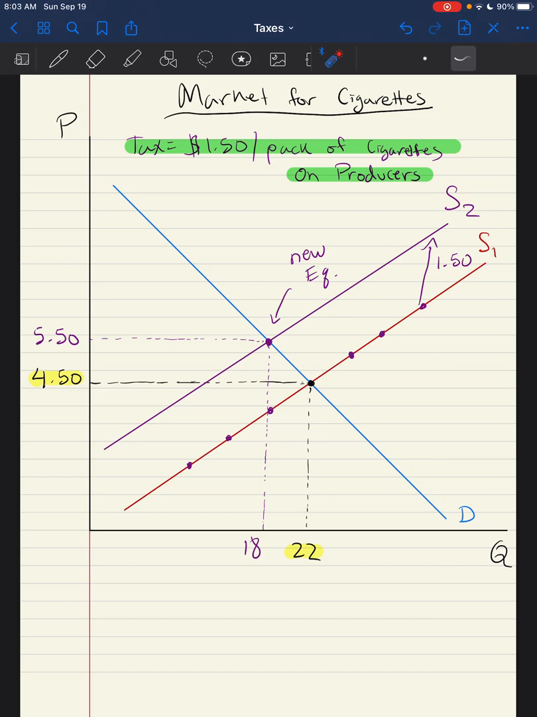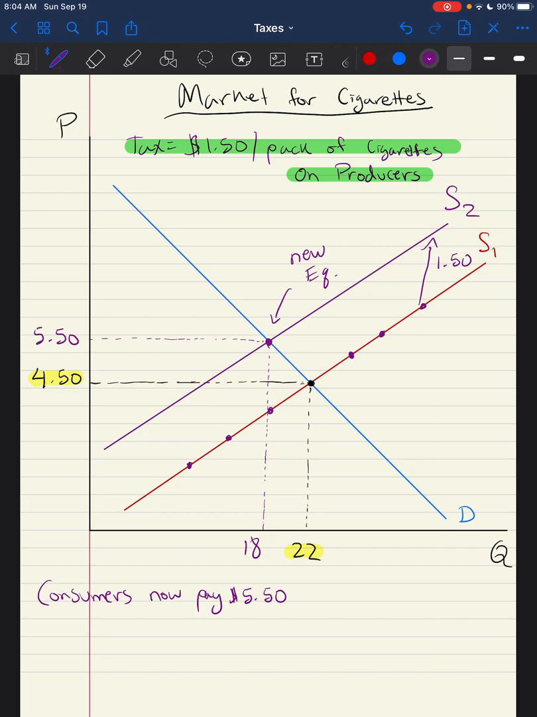Now let's think about what's happening here graphically. Our equilibrium has shifted to 18 packs of cigarettes sold at a price of $5.50. Well, $5.50 is actually the price that consumers are paying. Before they were paying $4.50 because that was the equilibrium, but the new equilibrium is $5.50. So consumers are now paying $5.50.